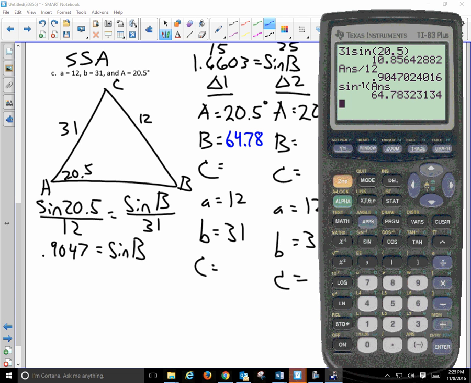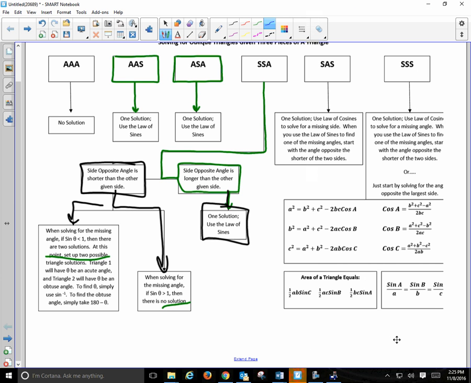Here's where it will really help if you read the decision tree that I made for you and follow the directions. Look what it says. When solving for the missing angle, if sine is less than 1, which it was, there are 2 solutions. At this point, set up 2 possible triangle solutions. We already set up 2. Triangle 1 will have theta be an acute angle.